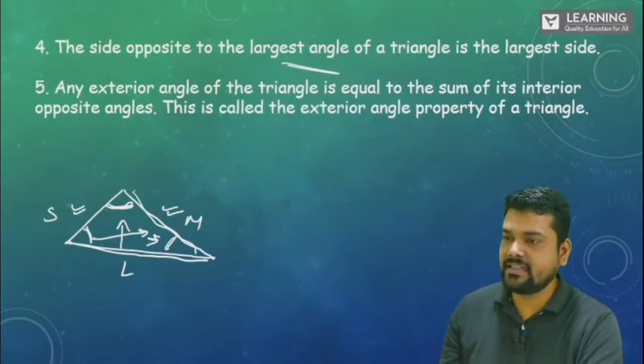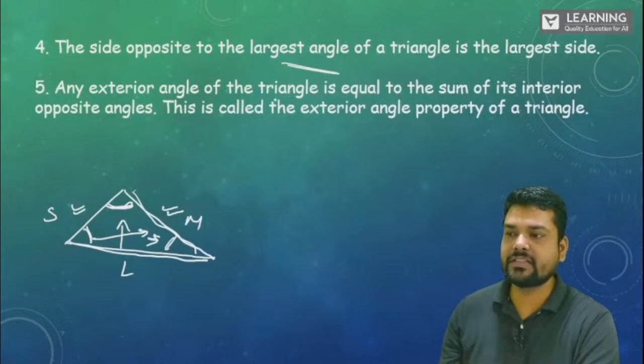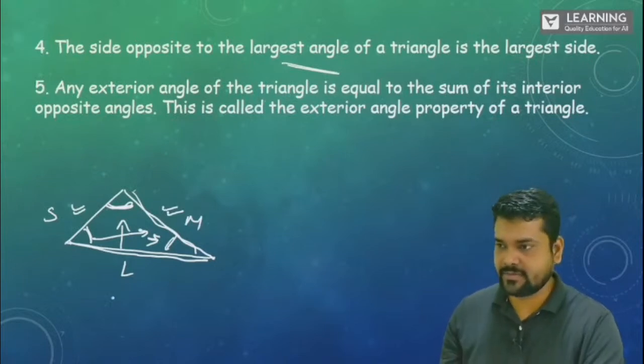Now, any exterior angle of a triangle is equal to the sum of its interior opposite angles. So that is something different. I'll have to show you then.